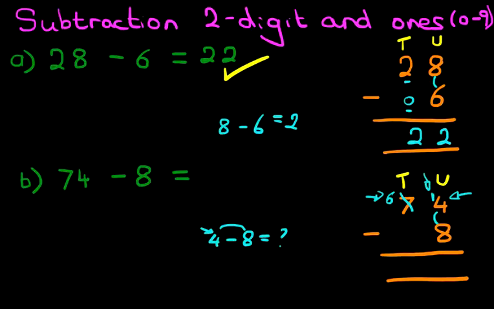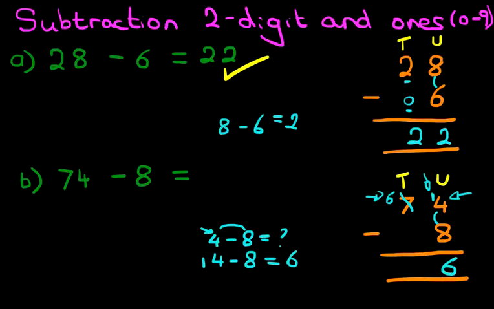This changes our calculation. It's no longer 4 minus 8. It is now 14 minus 8. Now 14 is larger than 8, so we can do this. 14 minus 8 is, that's right, it is 6. So let's write this down.